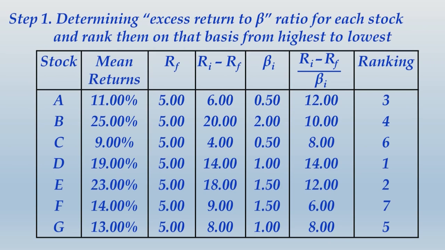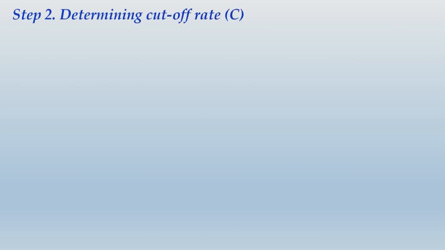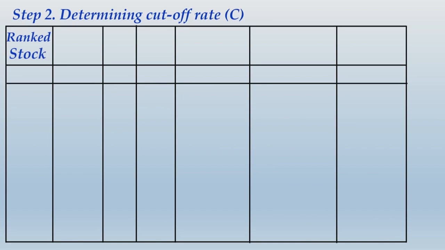Likewise, the next step, which I told you will take a little longer time, but it is not complicated if you break it down into small part calculation. So let us move ahead and deal with the second step, which is a little longer. So step 2, determining cutoff rate. Now carefully observe this entire tabular presentation. In step 1 we have ranked each stock. Now we are going to sequence the stocks on the basis of the ranks given. So ranked stocks: first rank given to D, second rank to E, third A, fourth B, fifth G, sixth C, and seventh rank given to F.